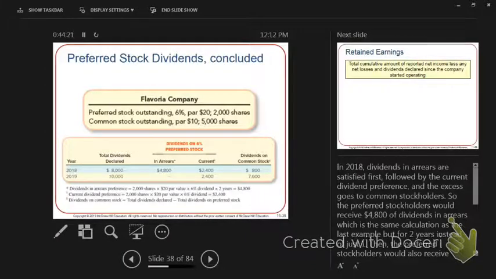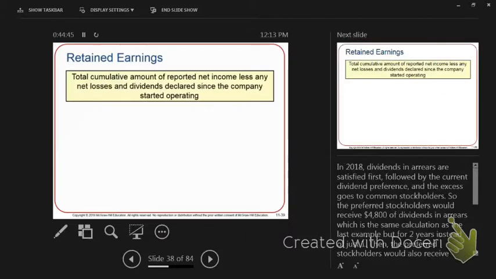So the difference between current and cumulative is that the percent times par times shares is all the same. The difference with the cumulative is that it's also times the years owed. You get paid for every year, regardless of whether they pay. So the only difference is you had years owed. Right, if they owe you years. Okay.